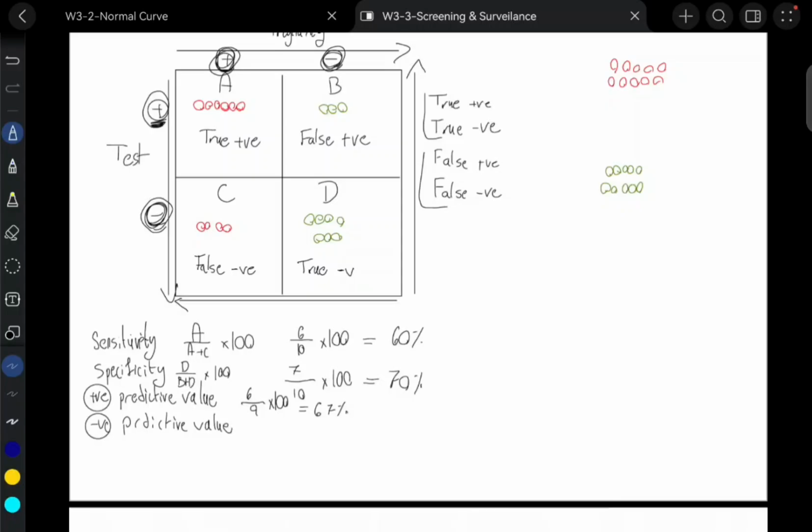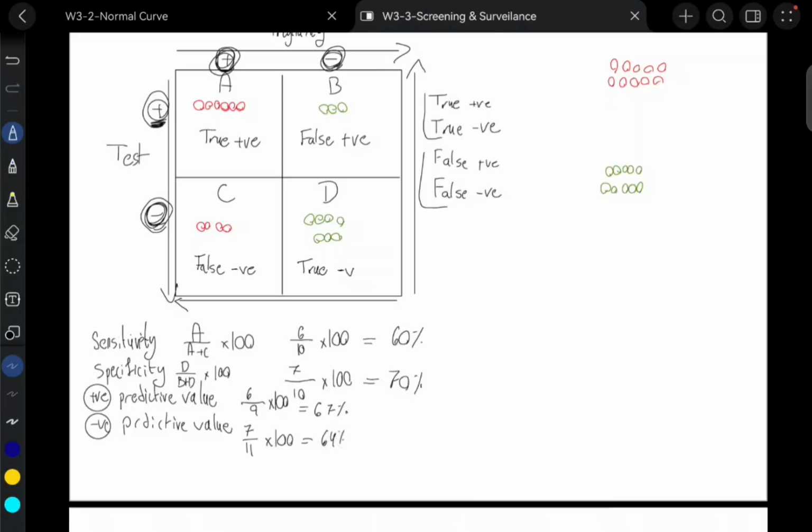While the other one, the negative predictive value, it is D, which is 7, over D plus C, which is 11, times 100, which is 63.6%, or let's say 64.